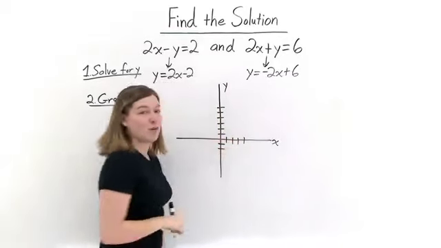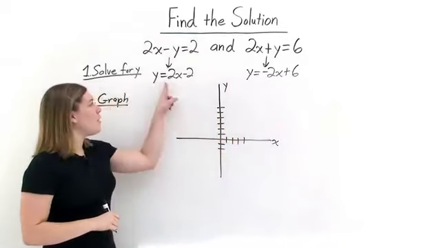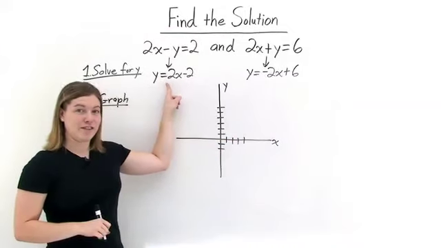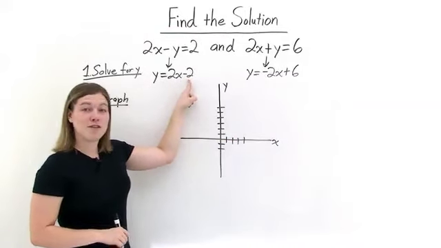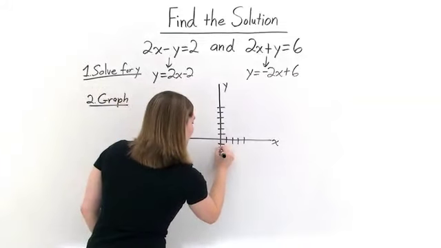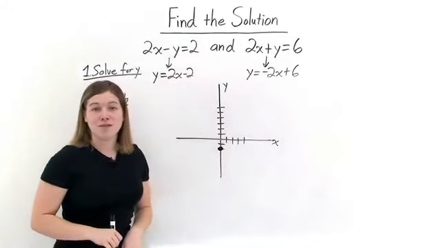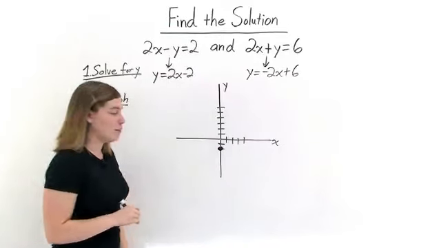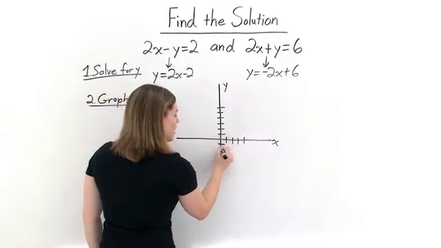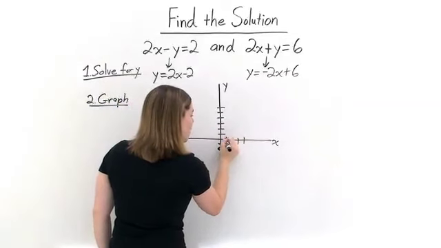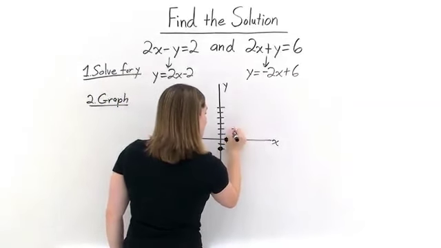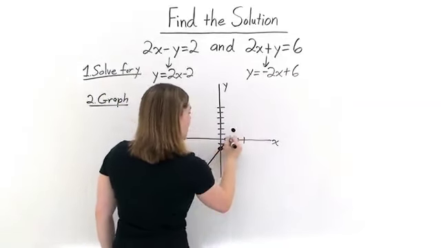And then we can graph each one of our lines. So let's start by looking at y equals 2x minus 2. Here, we have a y-intercept of negative 2, so we plot that point. Then we have a slope of 2, or 2 over 1. So we use that slope to find our next point. We start at our y-intercept, and we move up 2 and right 1. Then up 2 and right 1. Then we can draw our line.